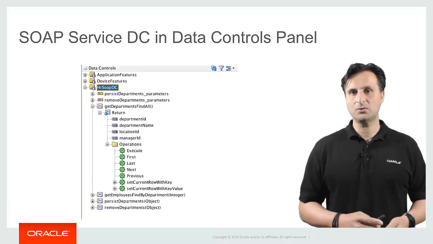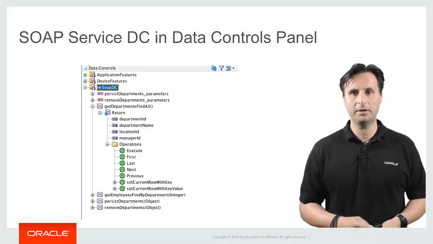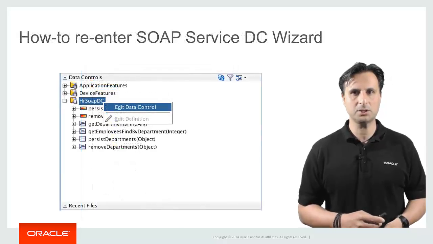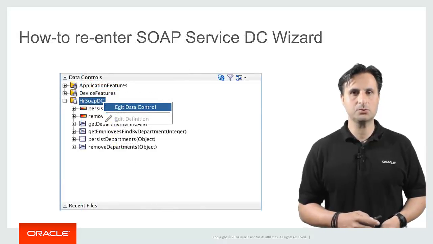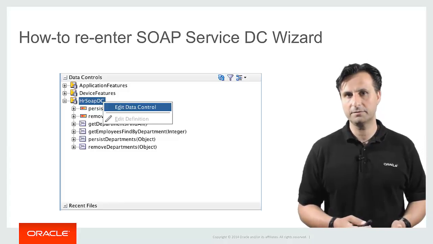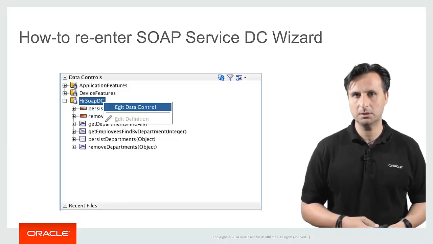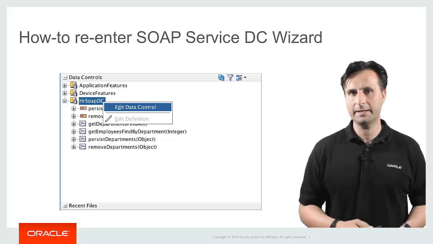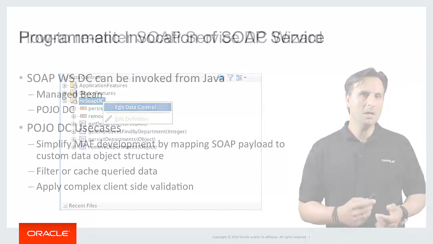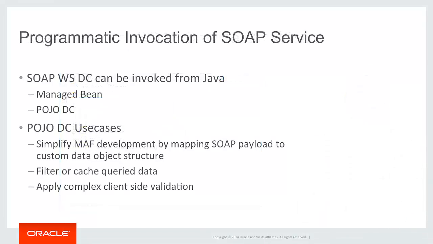What I can do in the data controls panel, and that's maybe very good as information to share, is I can just select the data control and go to the edit data control section, and that would allow me to rerun the SOAP service configuration. So maybe I want to add additional methods that previously I haven't selected, and I want to expose more methods on the data control. So how do you work with SOAP services?